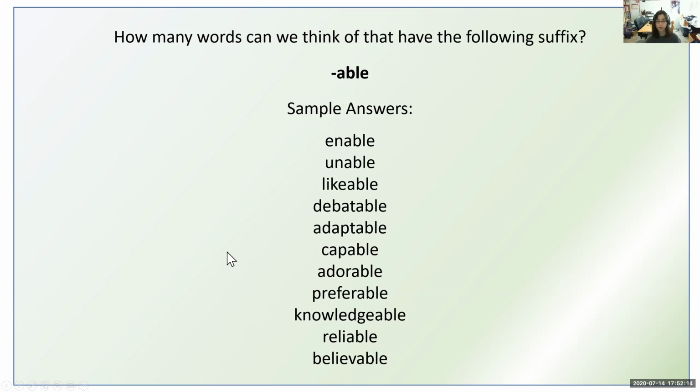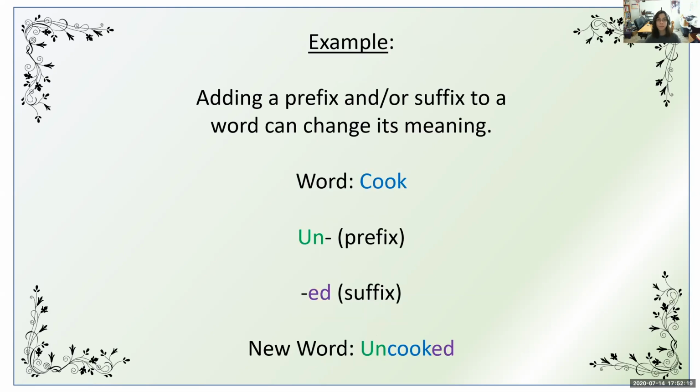Okay, so we discussed prefixes and suffixes, and adding a prefix and or suffix to a word can change its meaning. So I'm going to give some examples. So say we have the word cook. If we add the prefix un to the beginning of the word cook, then we would get uncook. And if we add the suffix ed at the end, we would get our new word of uncooked. So notice that this word has completely changed meaning from the original one.